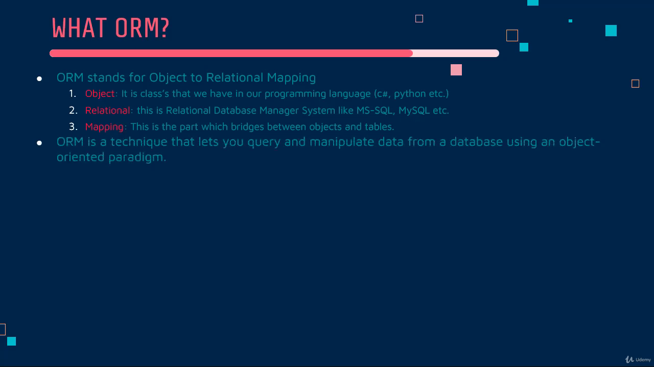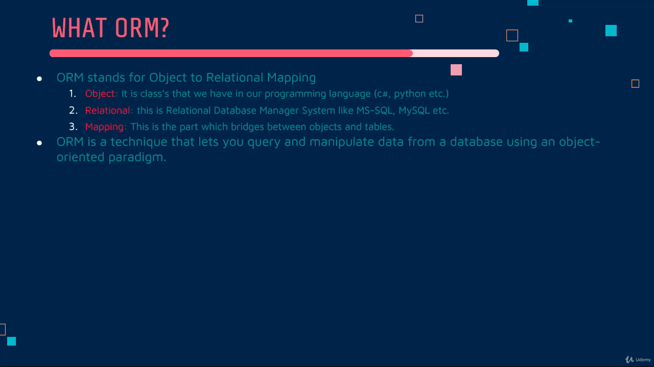ORM is a technique that lets you query and manipulate data from a database using an object-oriented paradigm. When talking about ORM, most people are referring to a library that implements the object relational mapping technique, hence the phrase ORM. Unless you have worked exclusively with NoSQL databases, you've likely written your fair share of SQL language queries.